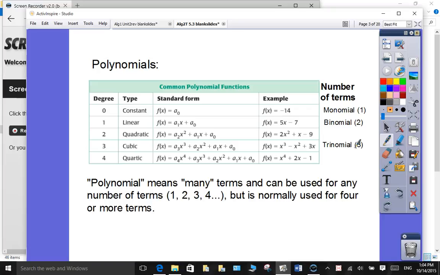Quintic is fifth degree. If you get higher than that, you just say sixth degree, seventh degree, and eighth degree. Just use the number. There probably are words for it, but I don't know what they are. I've never seen them before.